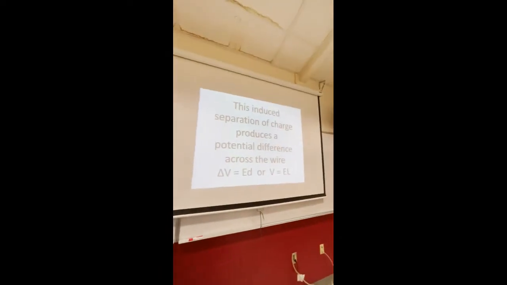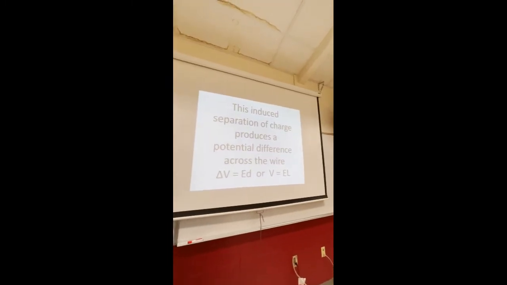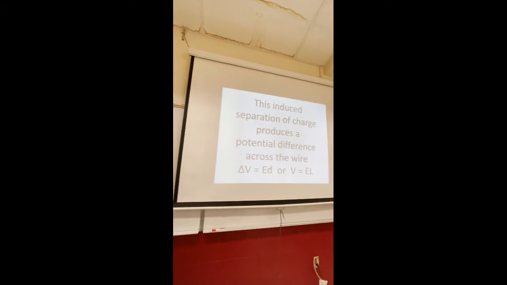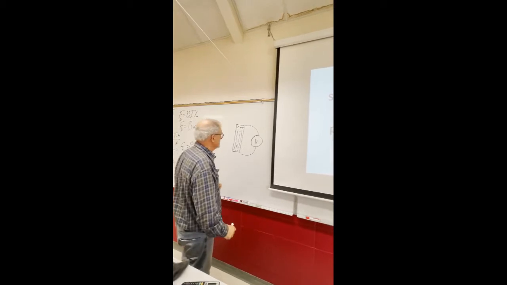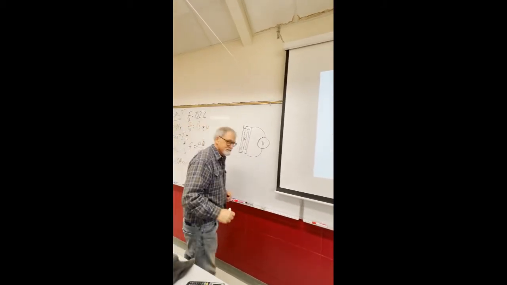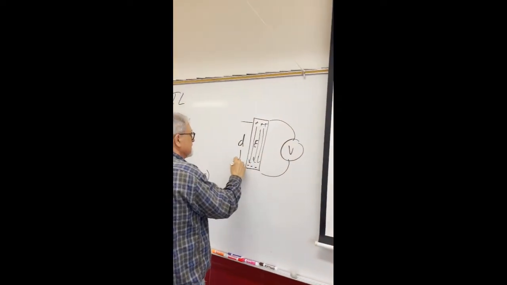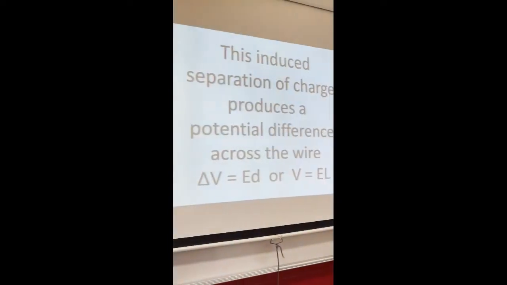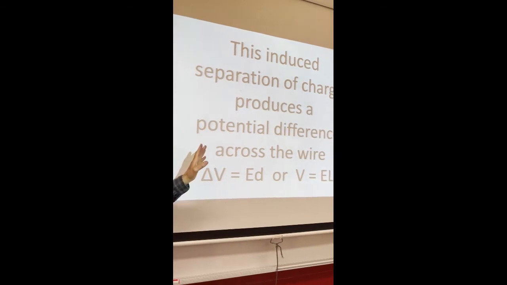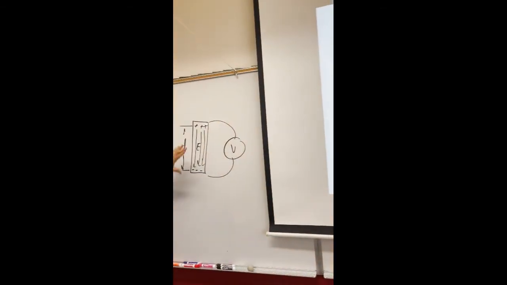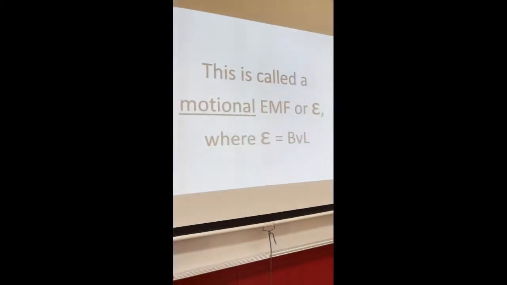All right. This induced separation of charge produces a potential difference across the wire. You've got E inside here, and I should be using different colors. And you've got the distance from here to here. So you have an induced separated charge. You've got a potential difference across that short section of wire. And it's just like a capacitor.